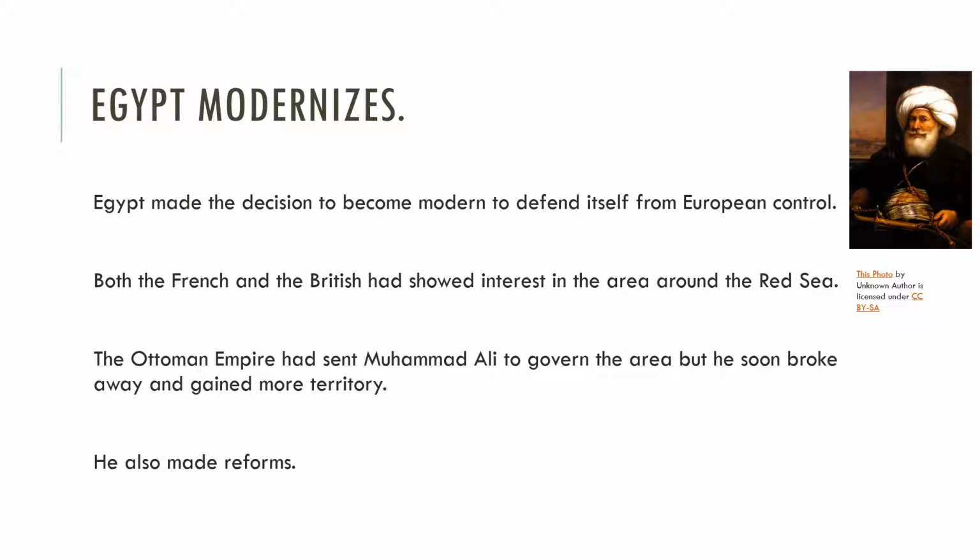So Egypt modernized. Egypt made the decision to become modern to defend itself from European control. Now, this is because, for one reason, both the French and the British had showed interest in the area around the Red Sea. And the Ottoman Empire had sent Muhammad Ali, that gentleman's picture right there, to govern the area, but he soon broke away and gained more territory. Muhammad Ali actually made other reforms to Egypt that are going to help modernize Egypt to try and keep European powers away.